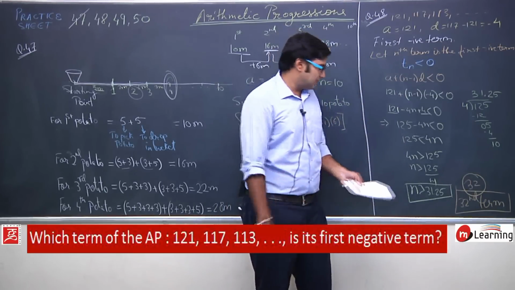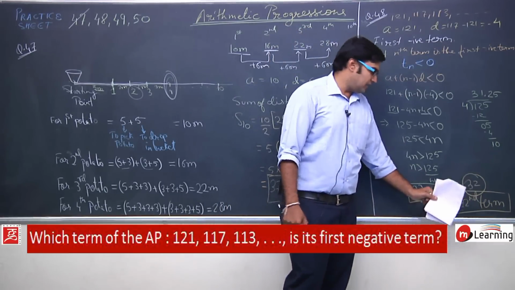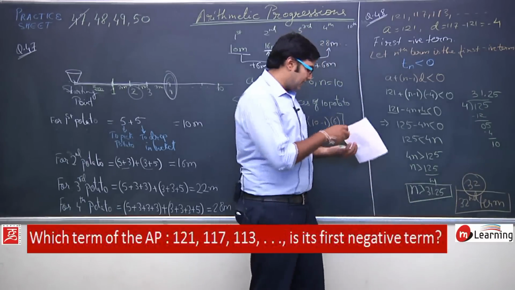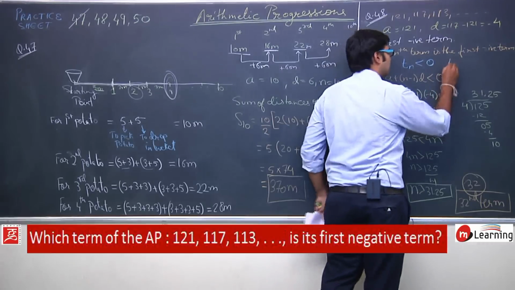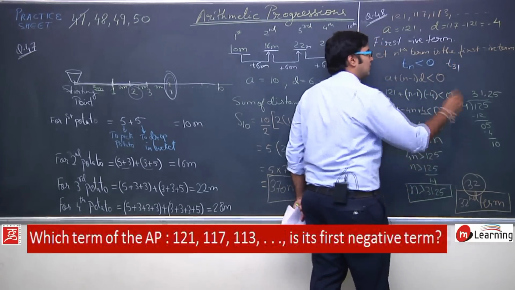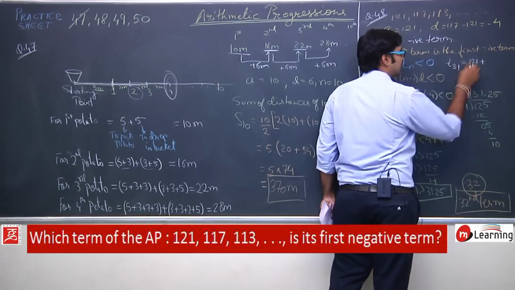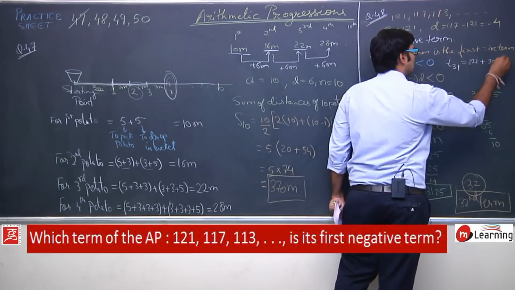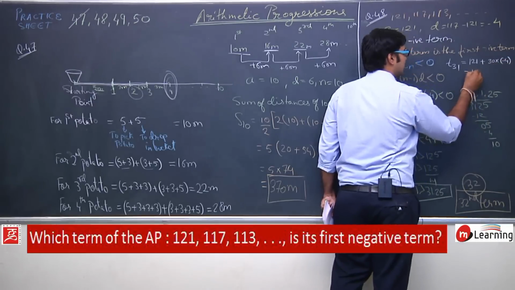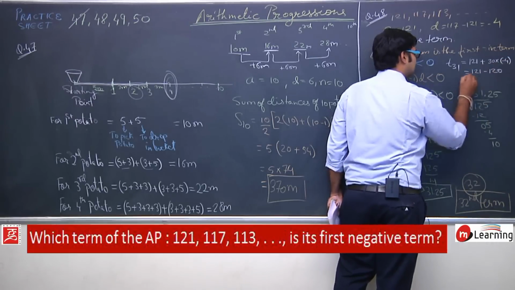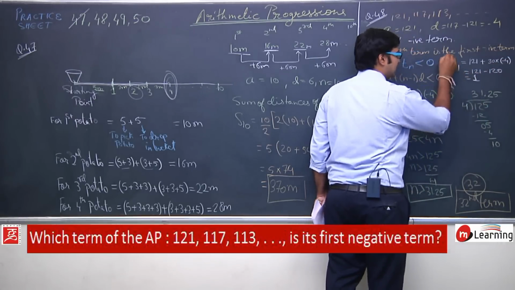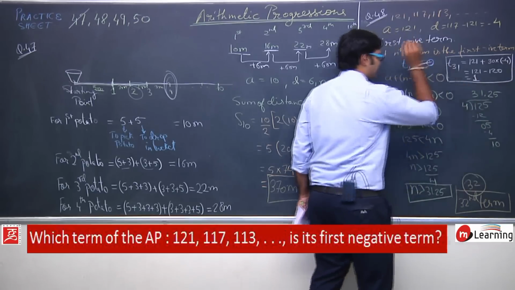So to verify whether we have done it correctly, we will calculate the 31st term. So what will be the value of T31? T31 will be equal to a, that is 121, plus 30, that is 31 minus 1, into d, which is minus 4. So this will give you 121 minus 120, which is 1. So you can see that the 31st term is a positive term.